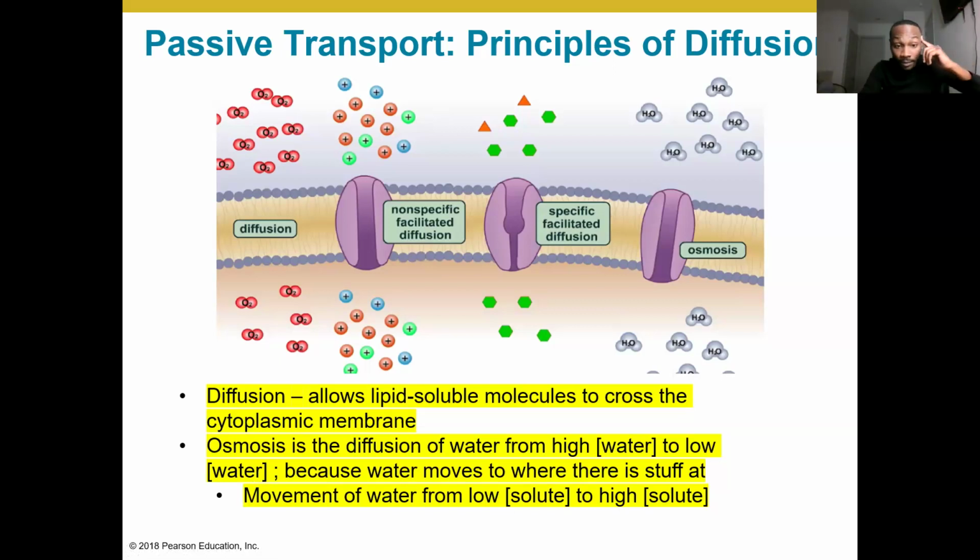But remember, water wants to move where there's stuff at. So osmosis is also the movement of water from low solute concentration to high solute concentration. Let's say it again. Remember, osmosis is the movement of water from low solute concentration to high solute concentration, whether that solute is salt or sugar. Water wants to move where there's a high amount of stuff at.